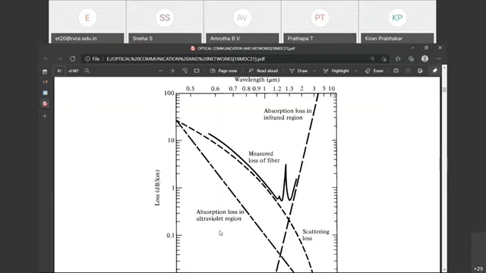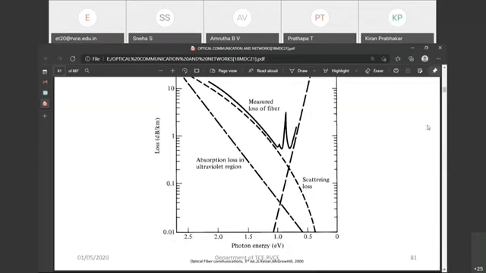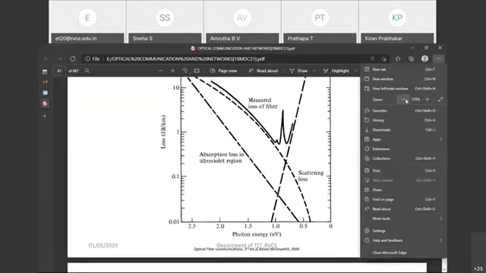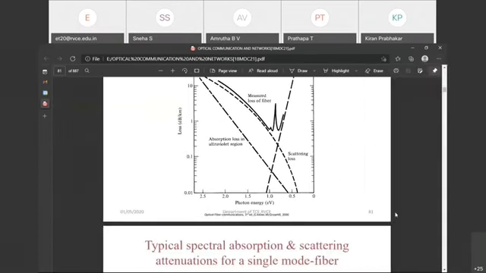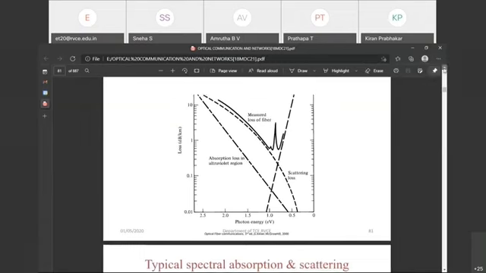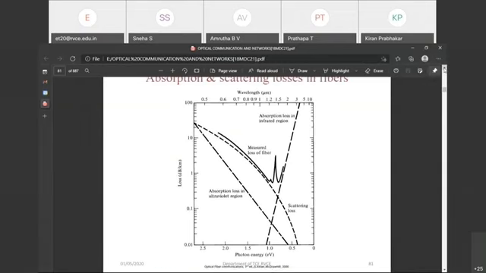Now I hope it is getting shared. Yes, ma'am. When you see this, probably I need to reduce the size. Here this gives you the graph. Along the x-axis is your photon energy, and you have the loss in dB and wavelength.